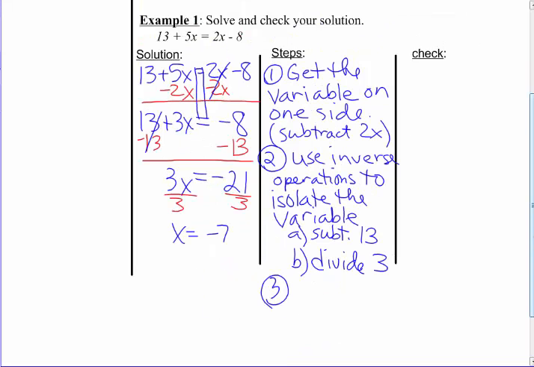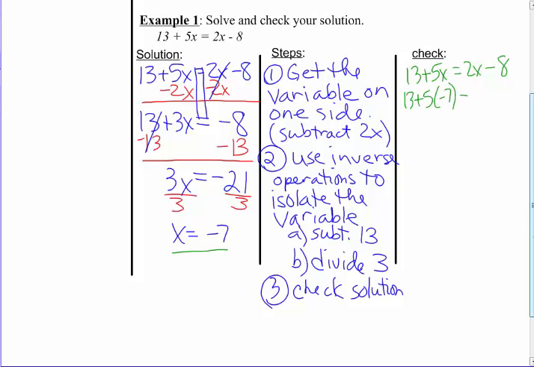Okay, our last step is to check your solution. So in the check column, copy down the problem: 13 plus 5x equals 2x minus 8. And we are going to substitute negative 7 into that equation. So 13 plus 5 times negative 7 equals 2 times negative 7 minus 8. So we're checking to see if those two sides are equal.